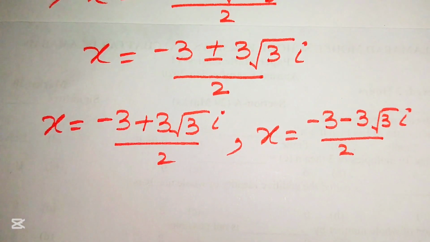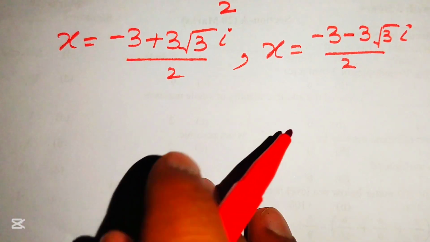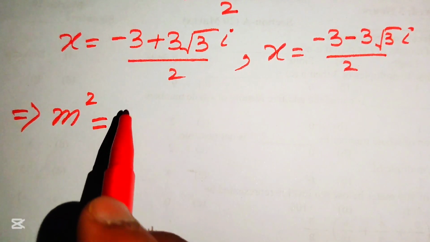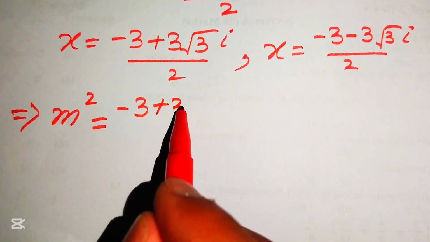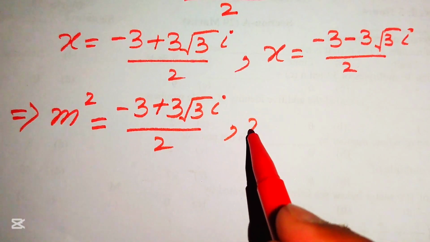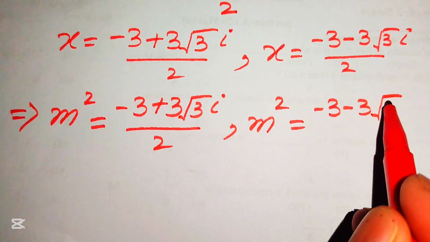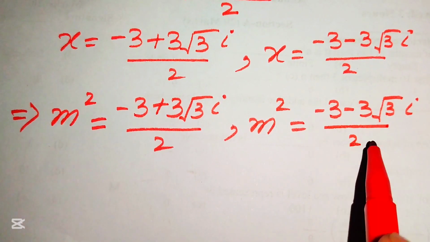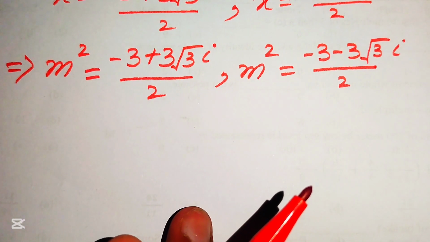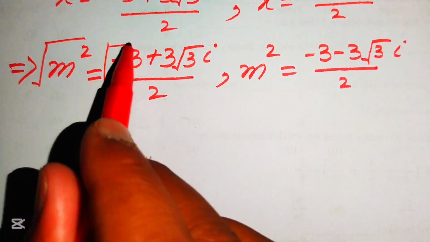And now in the next step we back substitute the value of x. At the start of the problem we took x equal to m square. When you put this value here, it will be written as m square equals minus 3 plus 3 times the square root of 3 iota, divided by 2. And from here we have m square equals minus 3 minus 3 times the square root of 3 iota, divided by 2. Because we are solving this problem for the values of m, we take the square root on both sides of this equation.